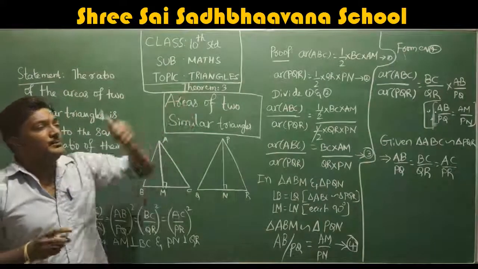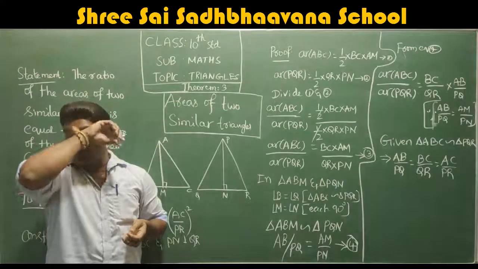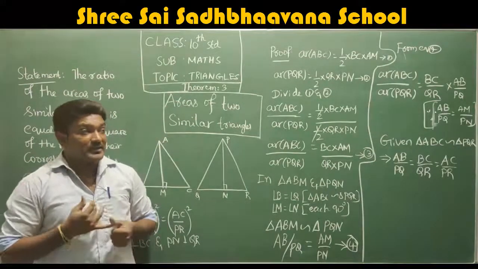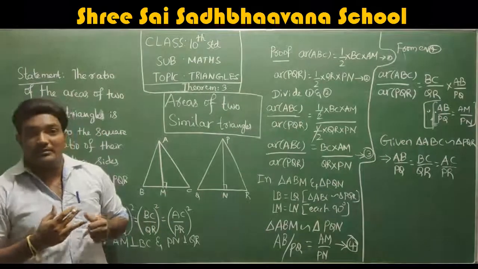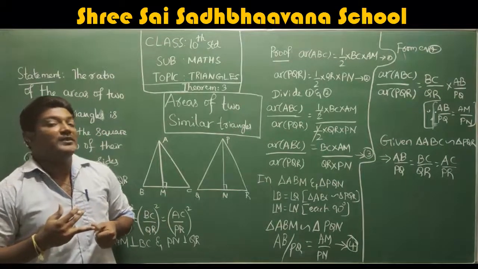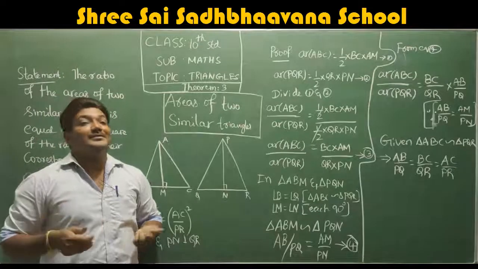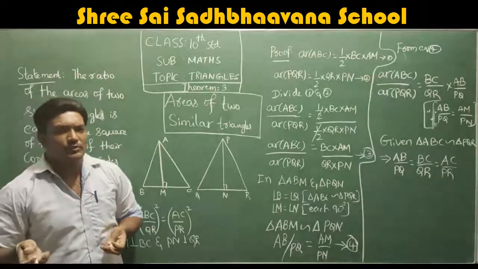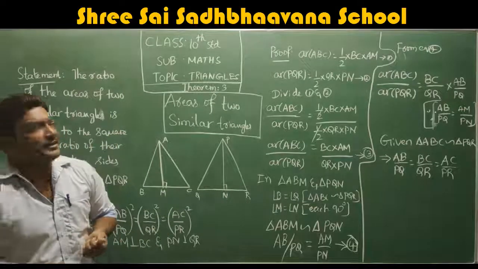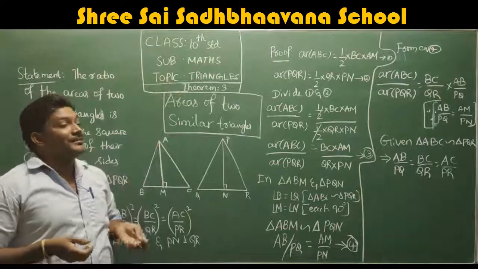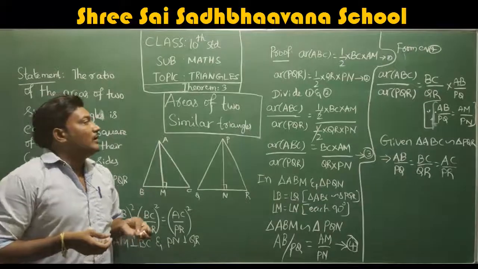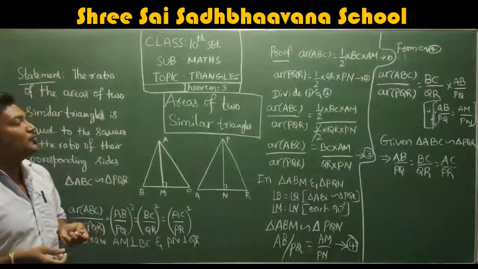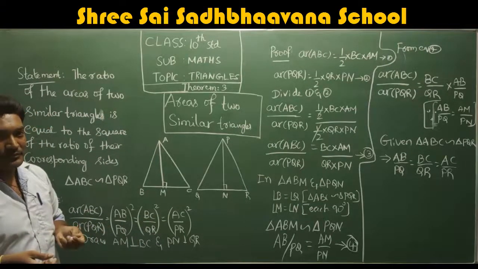Actually, in the previous videos we discussed theorem 1, which is the basic proportionality theorem, and another theorem, the converse of the basic proportionality theorem. This is the third one, and we have two more, but those theorems we will discuss later. First, we will focus on theorem 3, which is areas of two similar triangles.